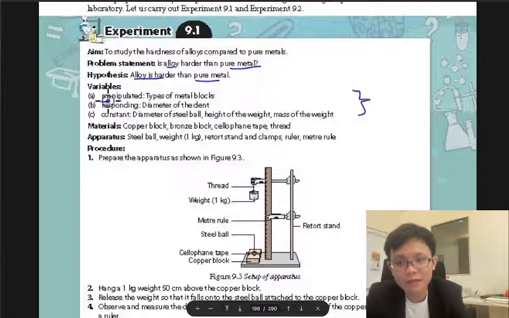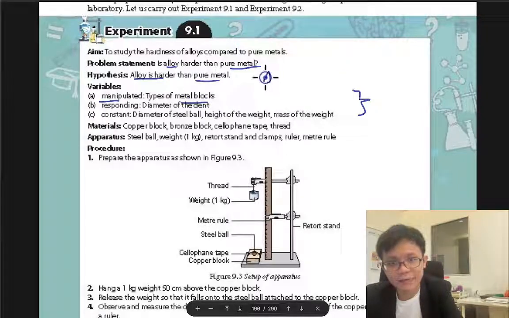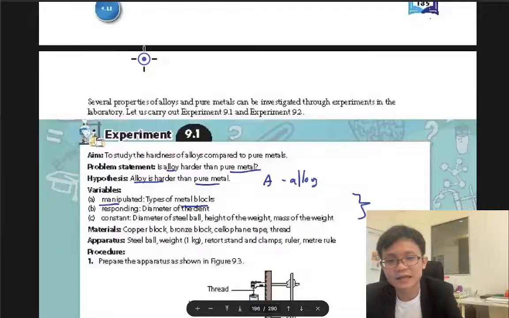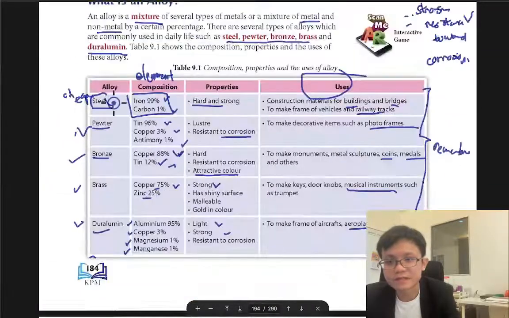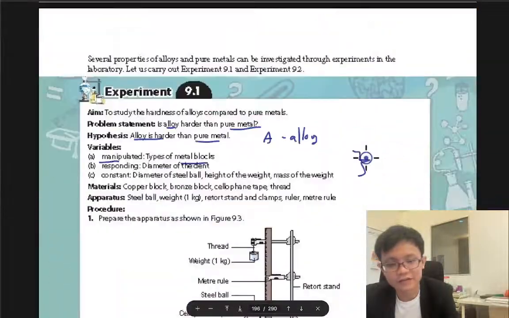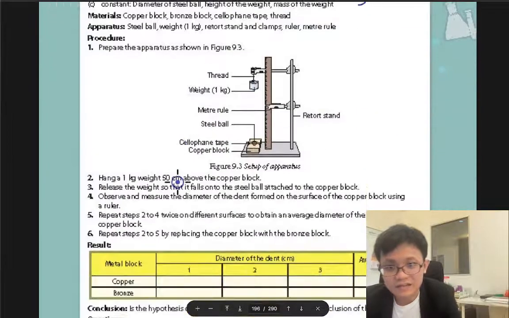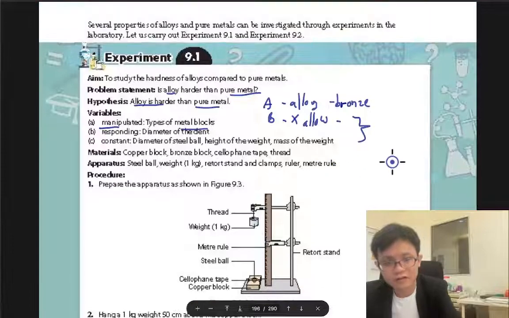So the thing you want to manipulate, to change, is the metal block. So maybe for A, of course, I put alloy. Let's say I use steel, pewter, bronze, anything lah. Let's say I use bronze. For B, I use a non-alloy. Let's say I use, what leh? Copper. Okay, use copper. I use bronze and copper.